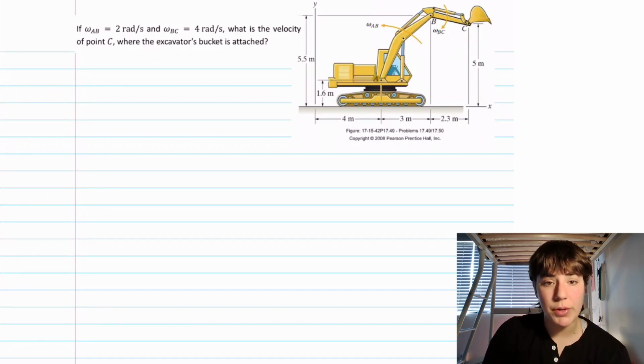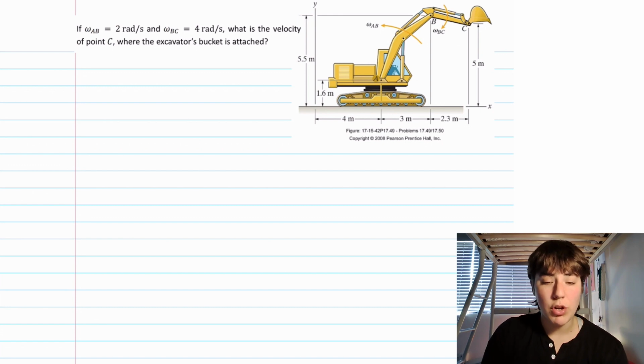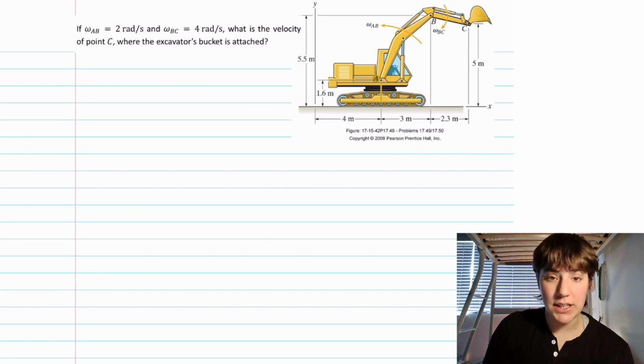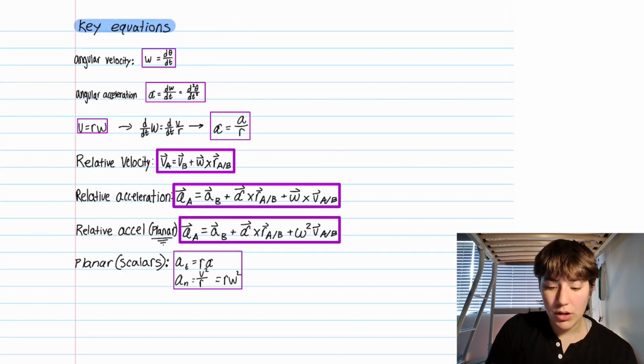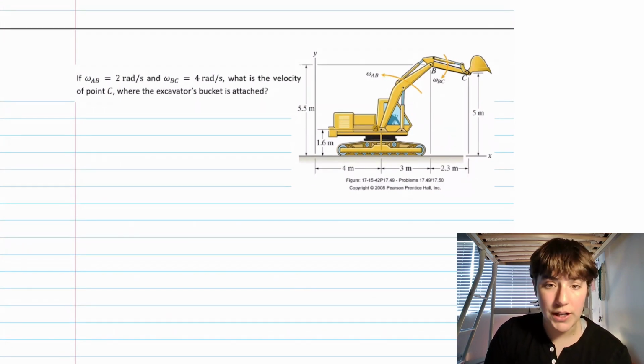In the last video, we talked about equations and concepts that we will be applying in this video when we do an example problem relating to kinematics of a rigid body. So let's get into it. Last time we talked about these equations just to refresh your memory. The problem says if the angular velocity of AB equals 2 radians per second and the angular velocity of BC equals 4 radians per second, what is the velocity of point C where the excavator's bucket is attached?